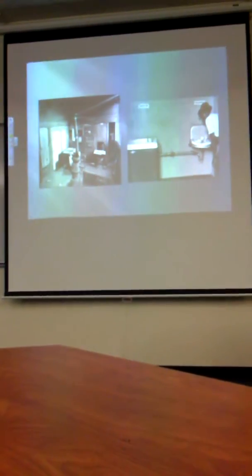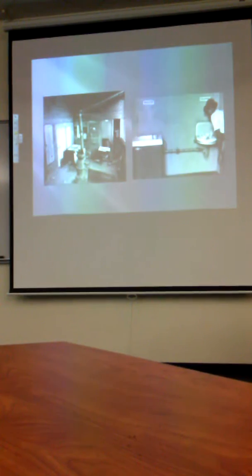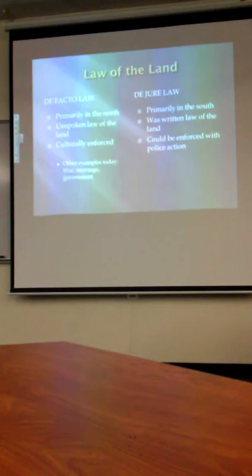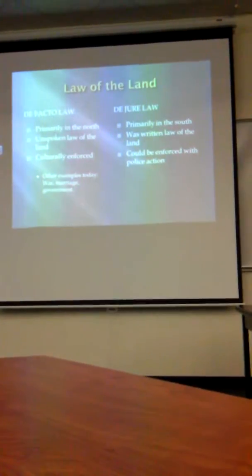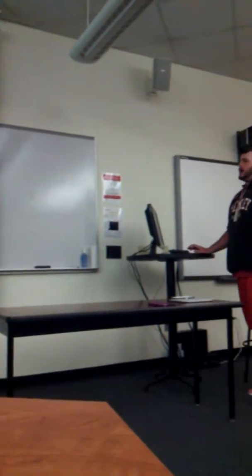Here we see some examples of separate but equal. On the right, you have the classic water fountains, the colored only and the white only water fountains. And then on the left, this is an example of a black schoolhouse in Louisiana. As you can see, it's separate, but it's definitely not equal. And what I was talking about earlier, de facto law versus de jure law: de jure law is actual written law, whereas de facto law is kind of culturally enforced.